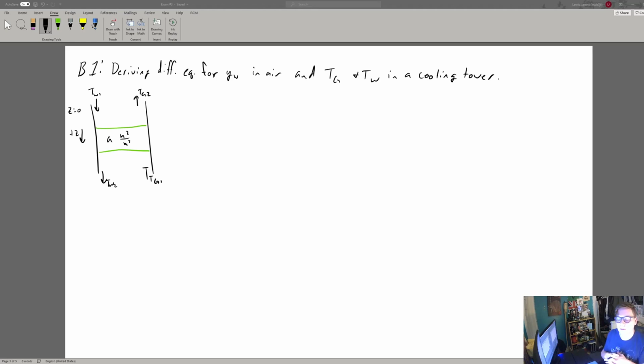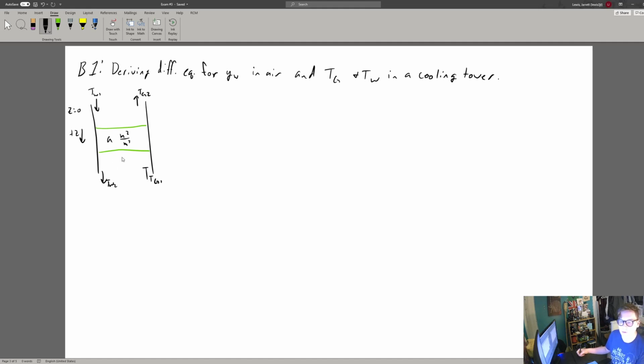Alright, so this is part B1, and we're going to be deriving differential equations for the mole fraction of water and air, and the temperature of the gas and the water in a cooling tower. So I did a drawing here to show the situation that we have.